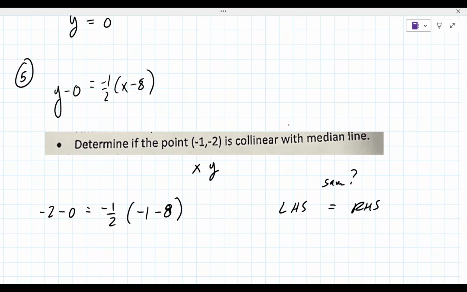So what do you think? Let me know what you get when you work this out. On the right-hand side, I'm getting -1/2 times -9. So it's half of 9, basically. Half of 9 is 4.5 or 9/2. But really, you just have to decide, is that the same as the left side? No, it's not.